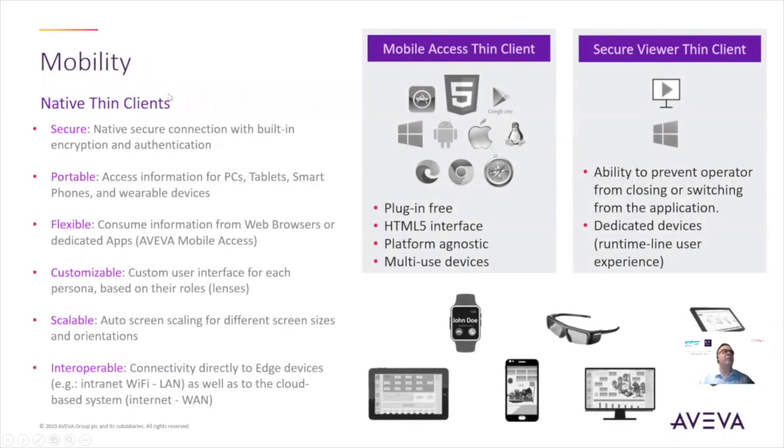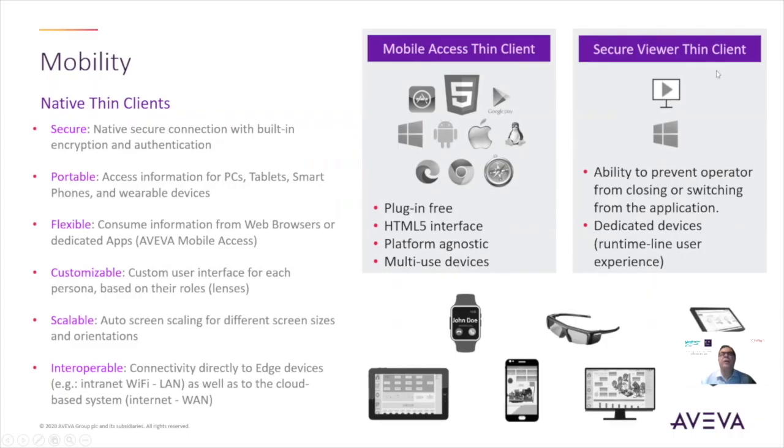So we have several different thin clients with the product. We have a mobile access thin client, and that's HTML5 interface. You just open up a browser, point it back to the real running application, and view and interact with those screens, of course, with security in mind as well. We also have a different type called secure viewer thin client, and that one also gives you the ability to view and interact with different devices remotely. So here's some of the benefits: secure, portable, flexible, customizable, scalable. I'm going to talk a little bit more about those, but you can use these on different devices.